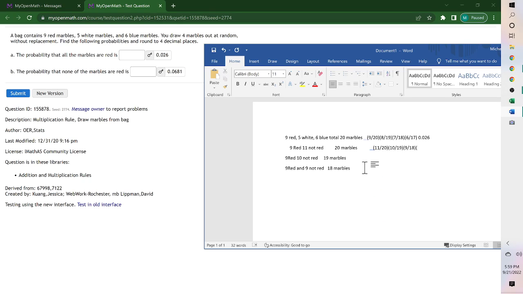And 1, 2, 3, we're pulling 4 marbles. So we still have the 9 red, but now we have 8 not red for a total of 17 marbles. The probability then of pulling one that's not red again is 8/17.